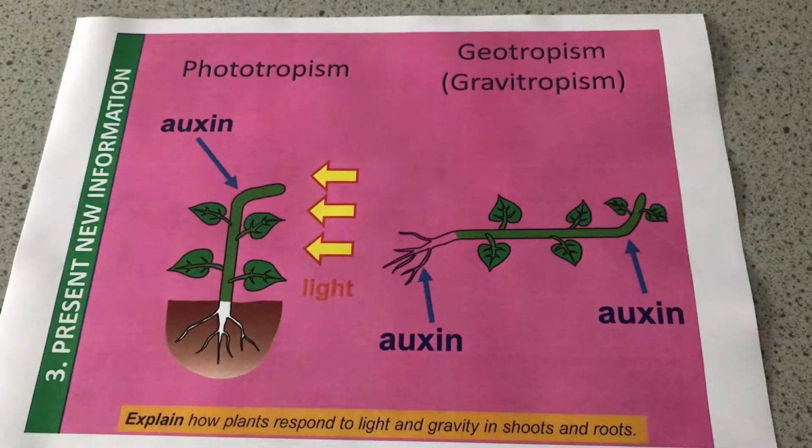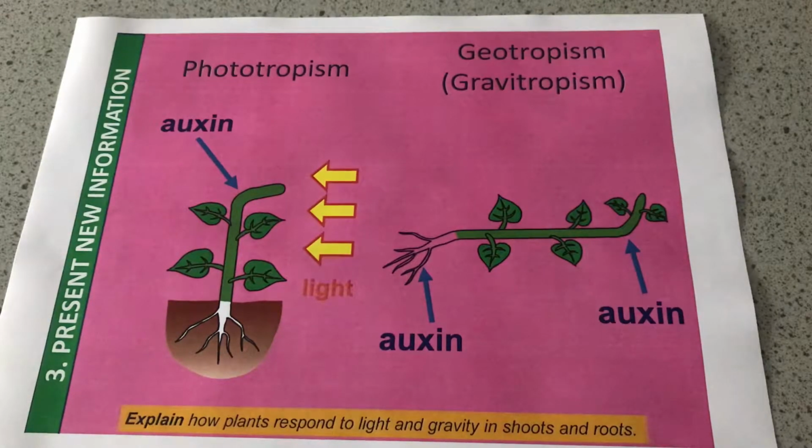So we can see the build-up of auxin on the shaded side causes those cells to grow faster and the shoot bends towards the light. So let's go back to that phrase, auxin in shoots speeds up growth, makes those cells grow faster. Now we've got on the right hand side geotropism or gravitropism. The exam board go with either of those two words. I prefer gravitropism, but it's up to you.